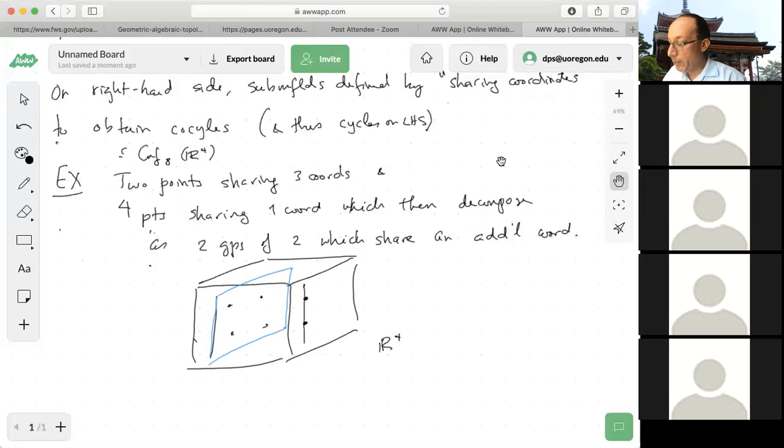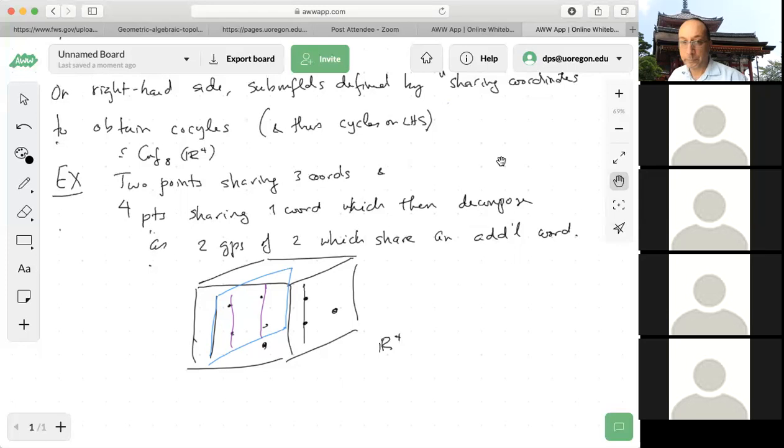But they also then break up into two groups of two, which share one additional coordinate. And notice I've only drawn six points here, so there's an additional two somewhere that could be to the left or right or in between these two.